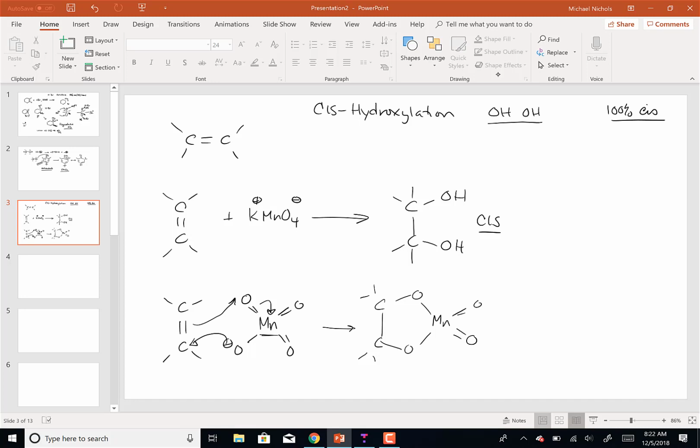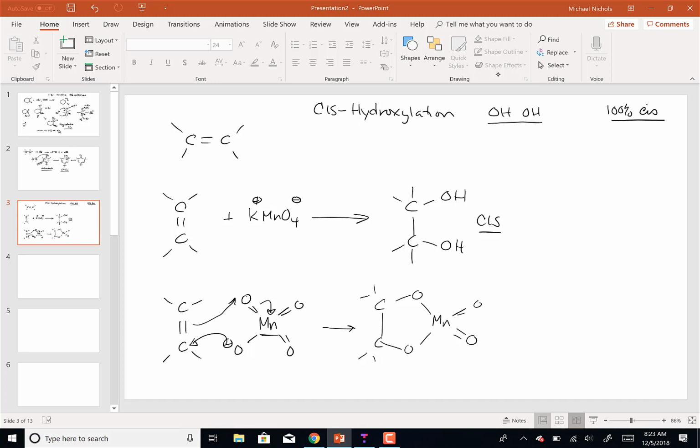So when the manganese adds its 2 oxygens to the double bond, it forms a 5-membered ring. A 5-membered ring is not big enough to stretch across the double bond. In other words, a 5-membered ring, because it's adding both oxygens at the same time, must add them cis. Because there's no way to add 1 oxygen and then take that 5-membered ring and stretch it around and have it add underneath.